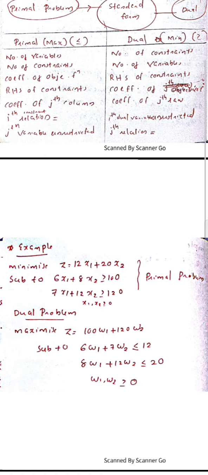The primal problem has 2 constraints. So there are two variables in its dual form. So we let those variables be w1 and w2.